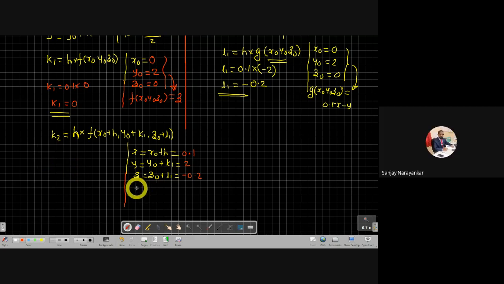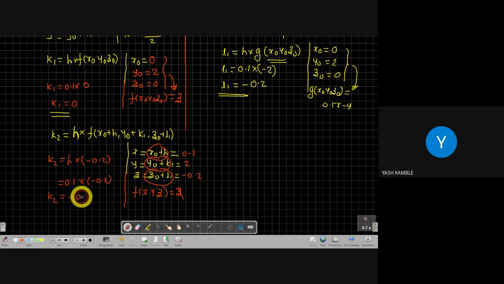Okay, so what's the function? F of x, y, z. What's this function value? Minus 0.2. So k2 is equal to h times f. Let us substitute. H is equal to 0.1, into minus 0.2. So K2 you will get minus 0.02.